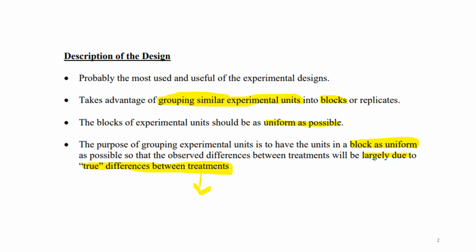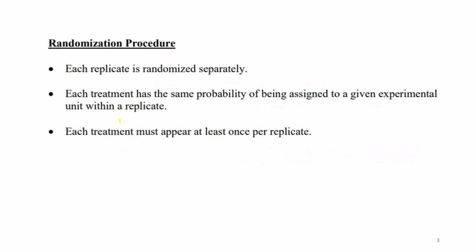So with the adaptation of blocks, the model has turned into a randomized complete block design. The calculations are moderated according to those adjustments. Then the randomization procedure. This is one of the advanced assumptions in the design. We need to protect the randomization procedure in each experimental design case. Each replicate is randomized separately. Each treatment has the same probability of being assigned to a given experimental unit within a replicate. Each treatment must appear at least once per replicate.